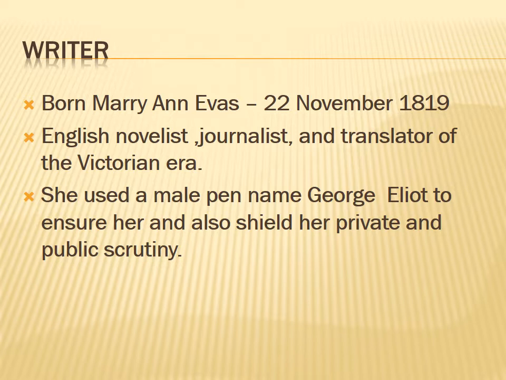She is an English novelist, journalist and translator of the Victorian era. She used a male pen name, George Eliot, to shield herself from private and public scrutiny. George Eliot used a male name in order to criticize the typical Victorian society, and also she wanted to raise her voice against the treatment of women.